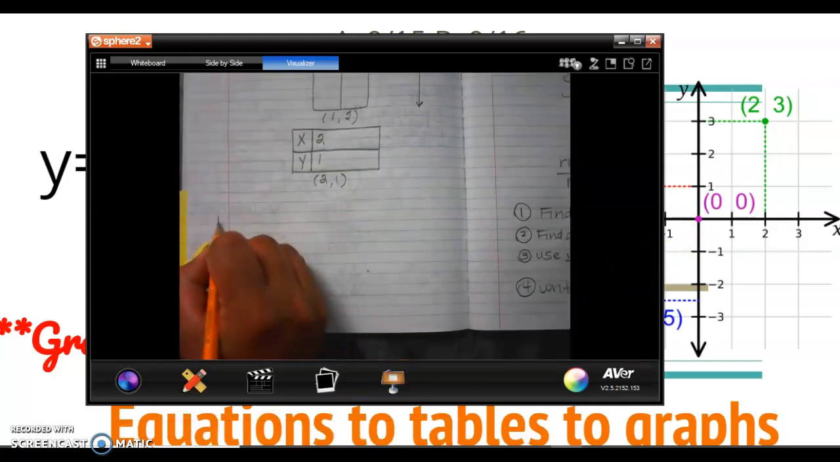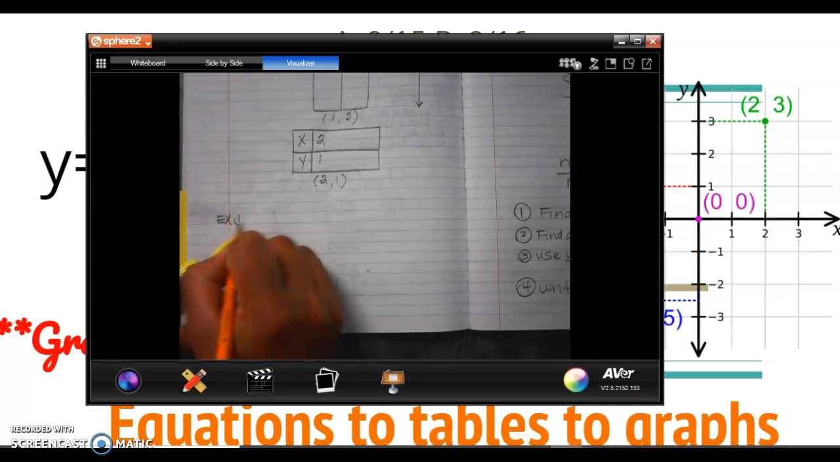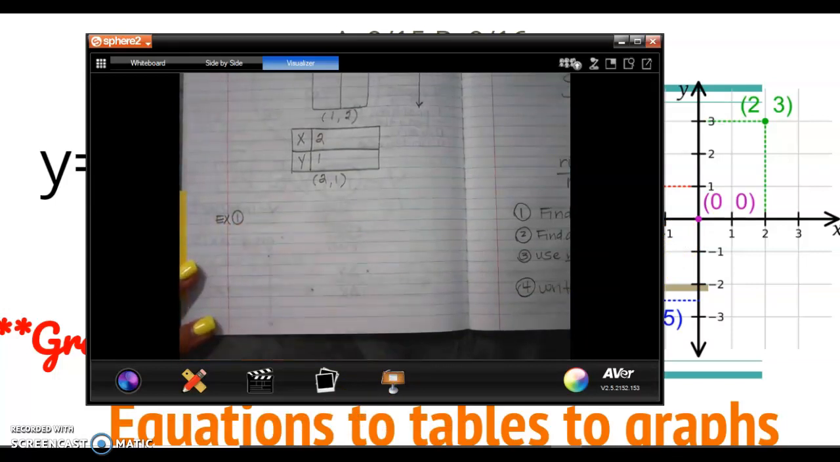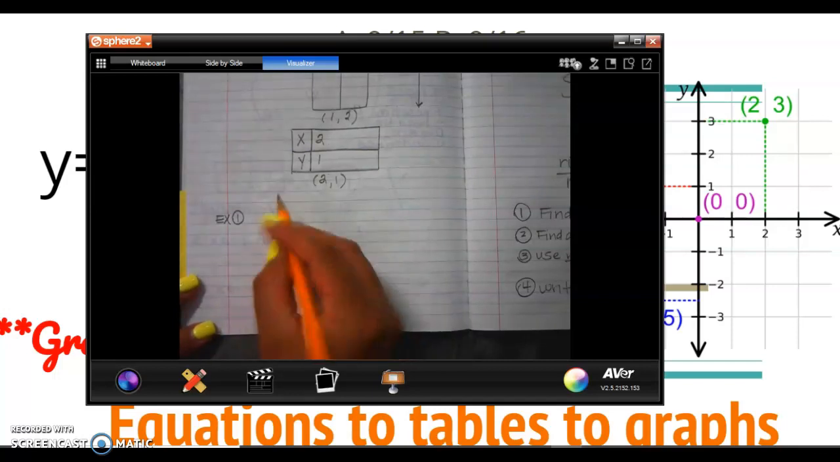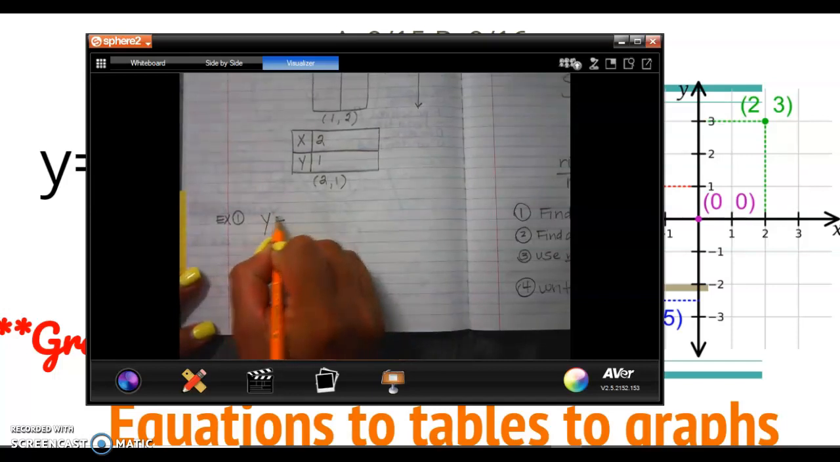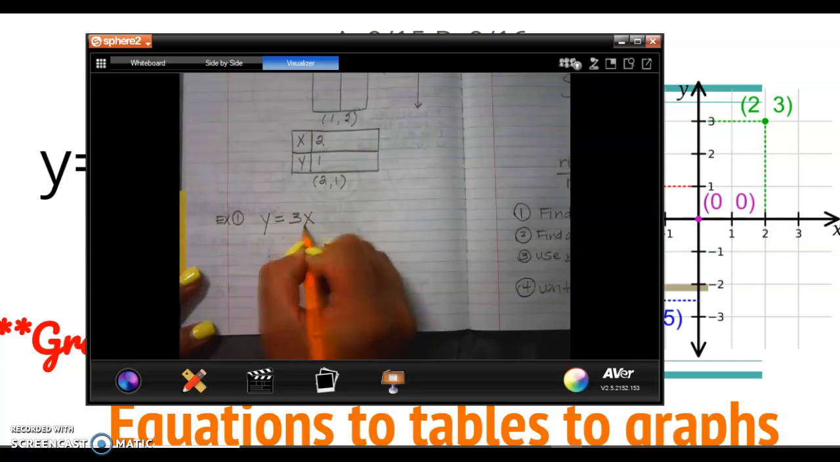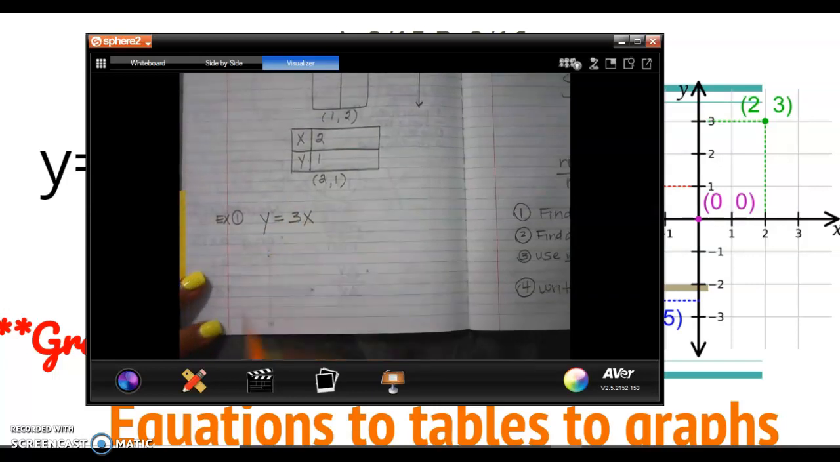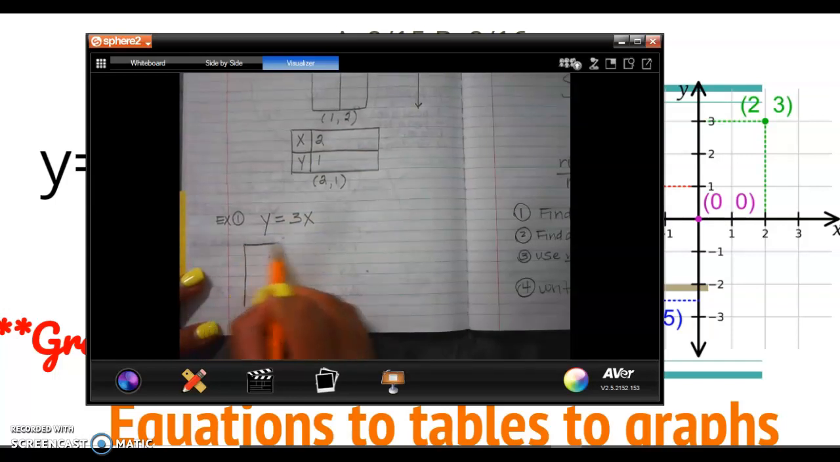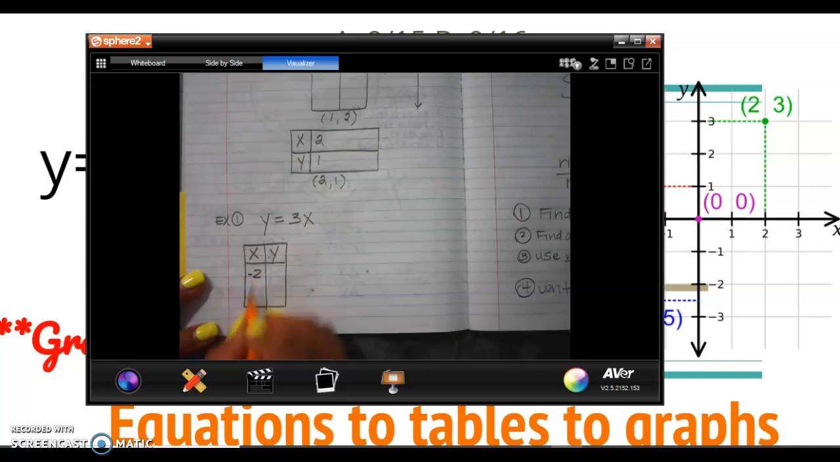The example that we worked on together in class was example 1 from our Jamboard, but we did it on paper first just so we could understand the process. We only filled in the first 2 numbers on our table. The equation that we're using is y = 3x. If we draw ourselves a little table, remember we're only going to put 2 numbers in there. So x, y, we're going to use -2 and -1.